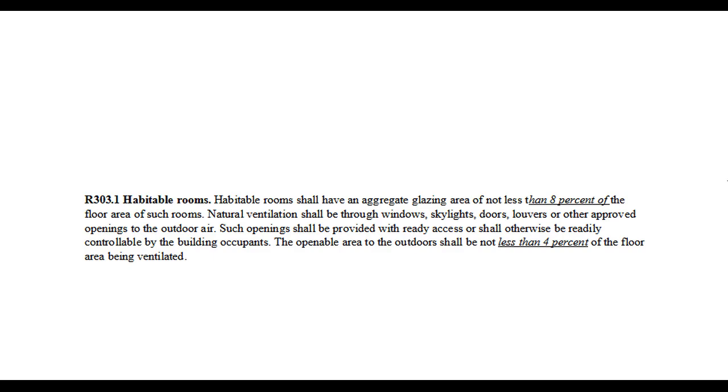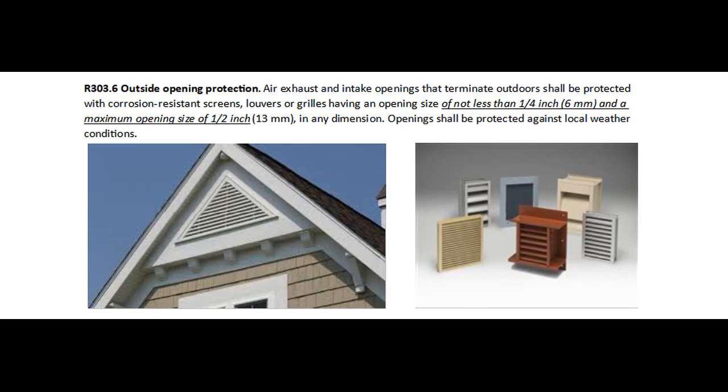R303.6 Outside opening protection. Air exhaust and intake openings that terminate outdoors shall be protected with corrosion-resistant screens, louvers, or grills, having an opening size of not less than 1/4 inch and a maximum opening size of 1/2 inch in any dimension. The opening shall be protected against local weather conditions. Outdoor air exhaust and intake openings shall meet the provisions for exterior wall opening protectives in accordance with this code.